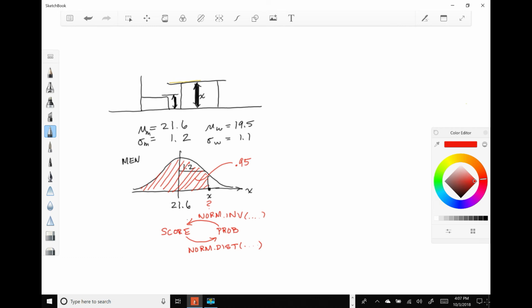Well, the thing is, the red here is a left tail probability, so it's kind of real easy. We'll use NORM.INV with a 0.95 probability, a mean of 21.6, and a standard deviation of 1.2. That should answer part A. Now I'm going to type that in to an Excel spreadsheet over here right away, and I'll tell you what it says and then tell you if it got the right answer.